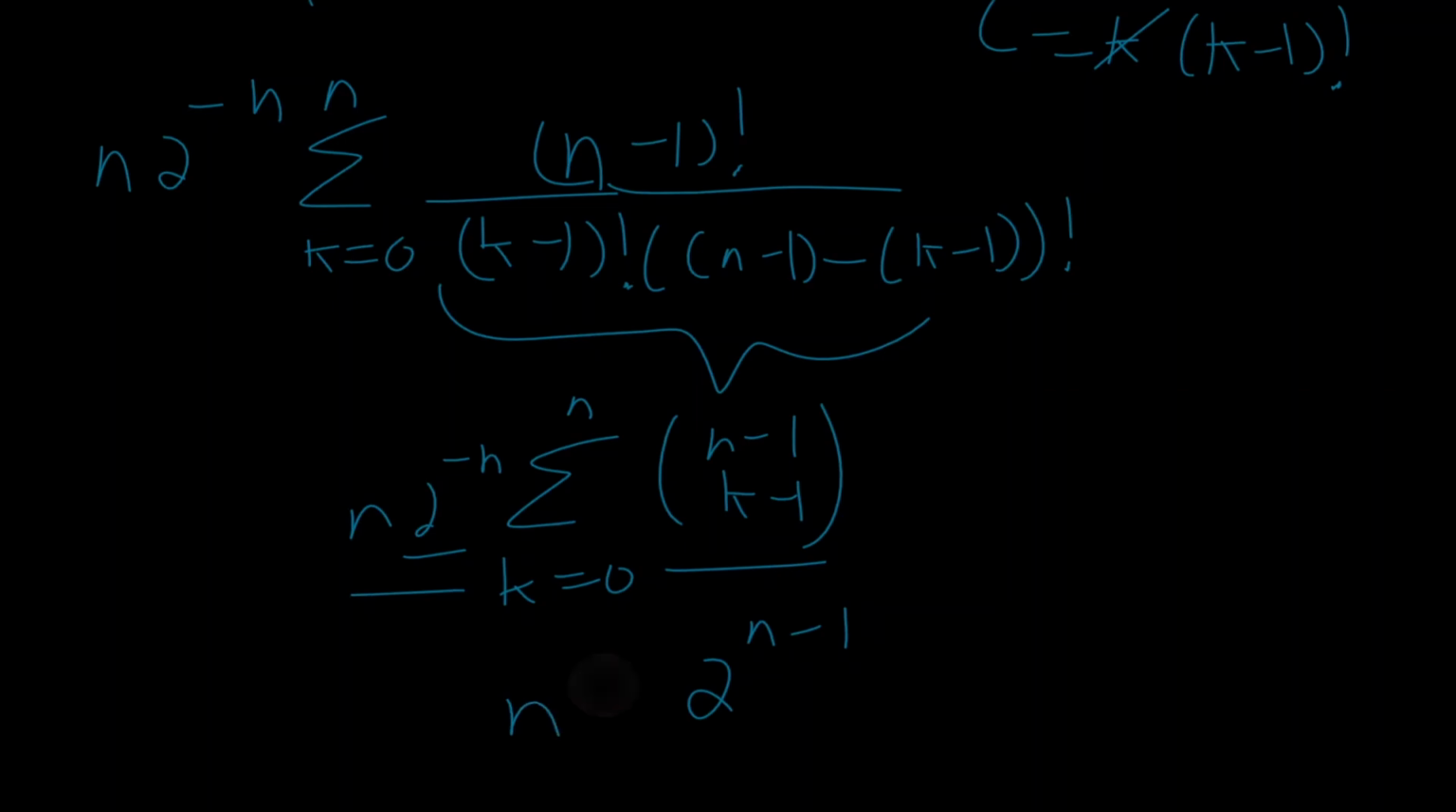So we have an n times 2 to the minus n. And what we see here is that half of this cancels, the 2 to the minus n and the 2 to the n minus 1, and this just leaves us with n over 2. And that is the mean of our distribution. So, without further ado, let's go on to the variance and standard deviation.